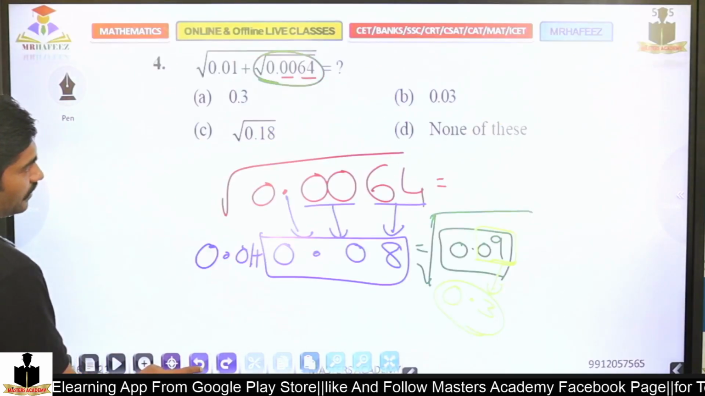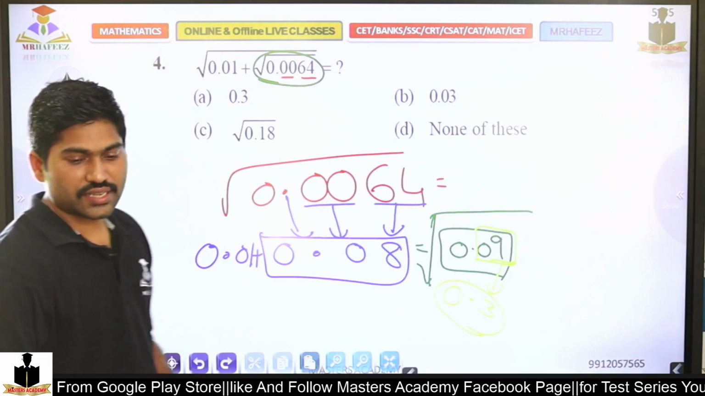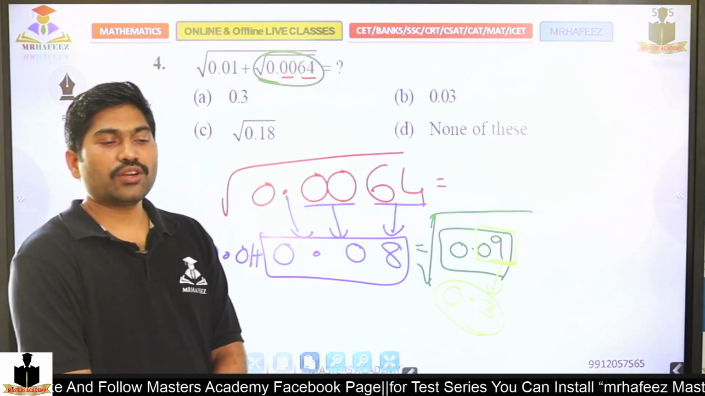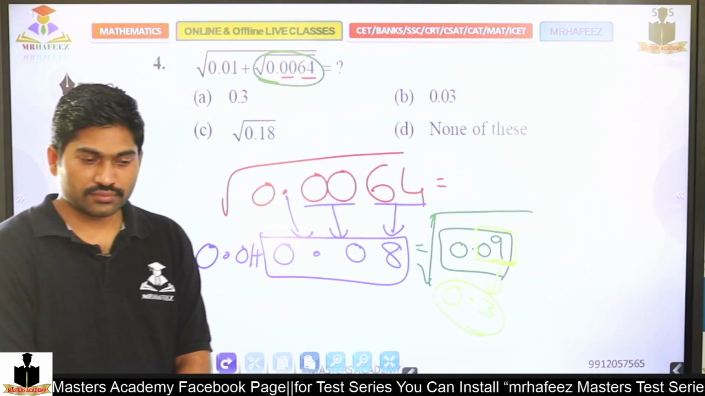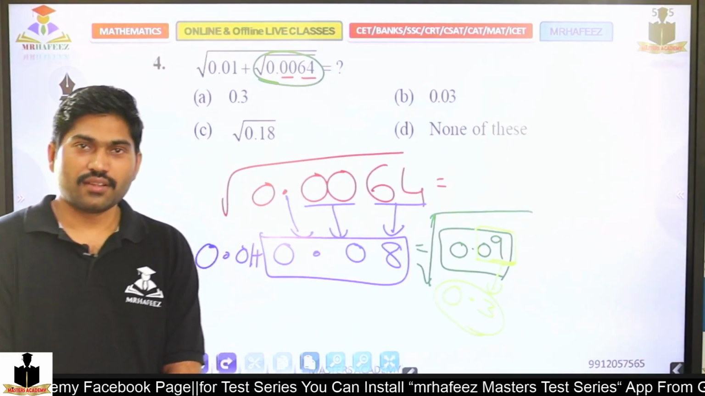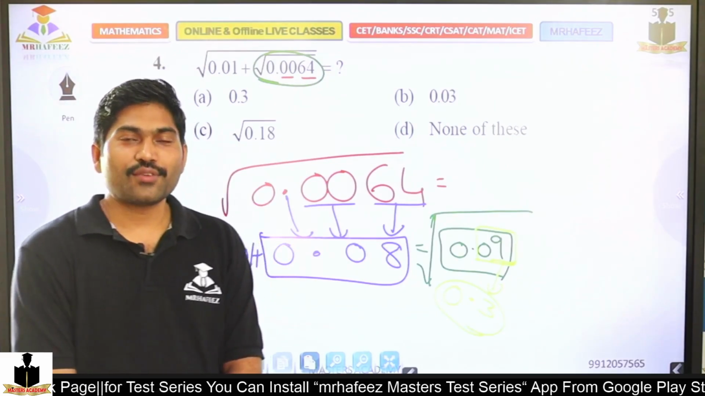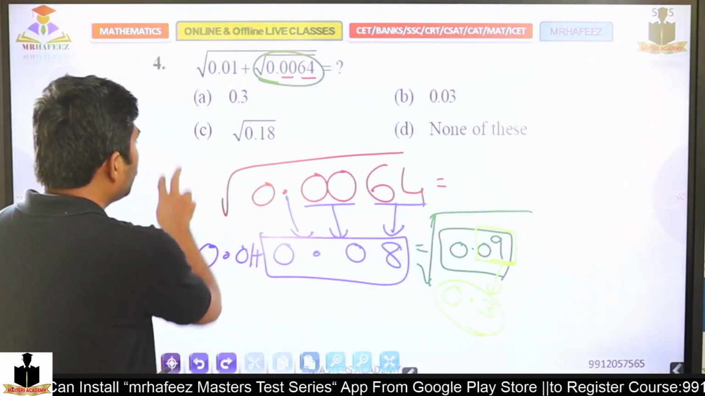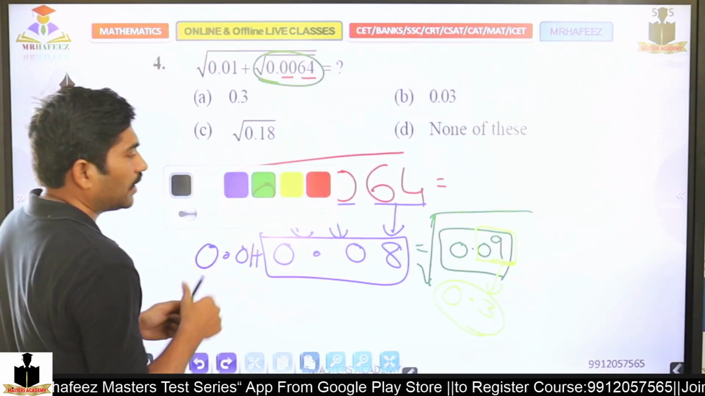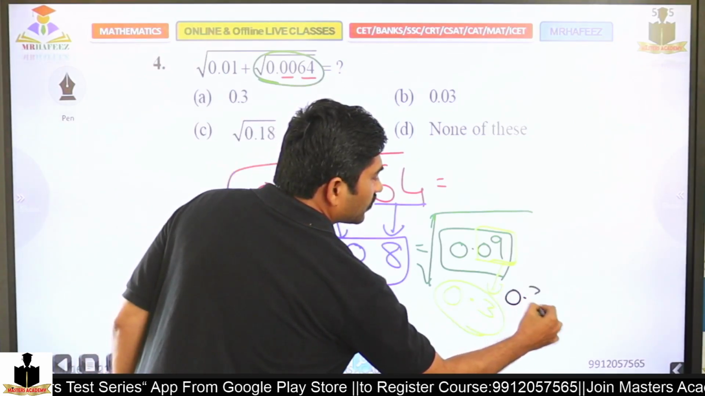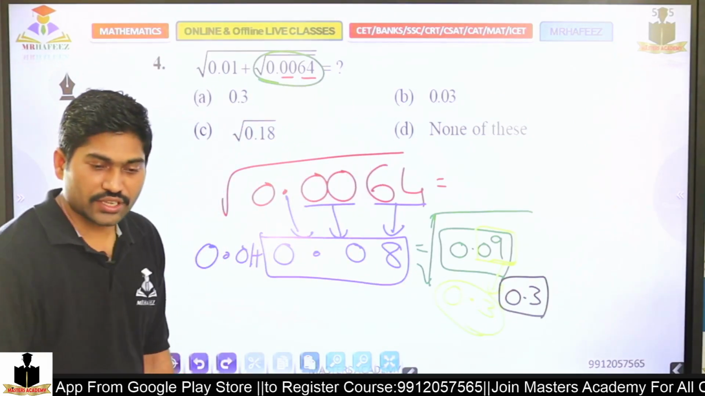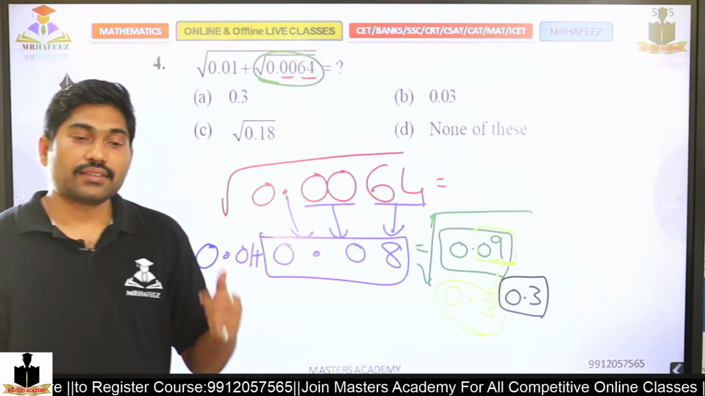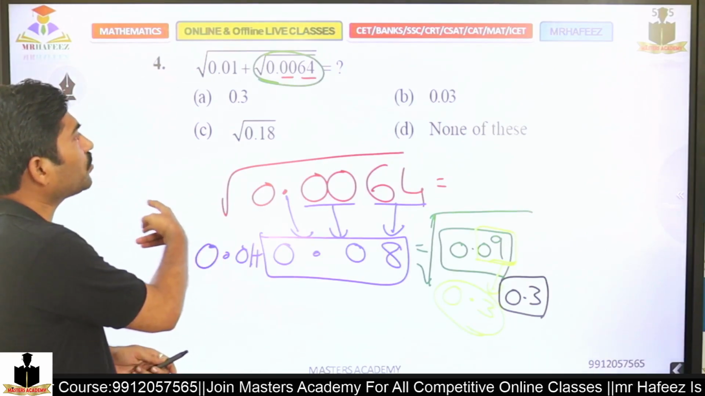If you are clear, just let me know the answer. Priya, have you understood? Is it visible to you? I'll write 0.3. Very good, very good, everybody. Okay, very good. Moving to the next question.